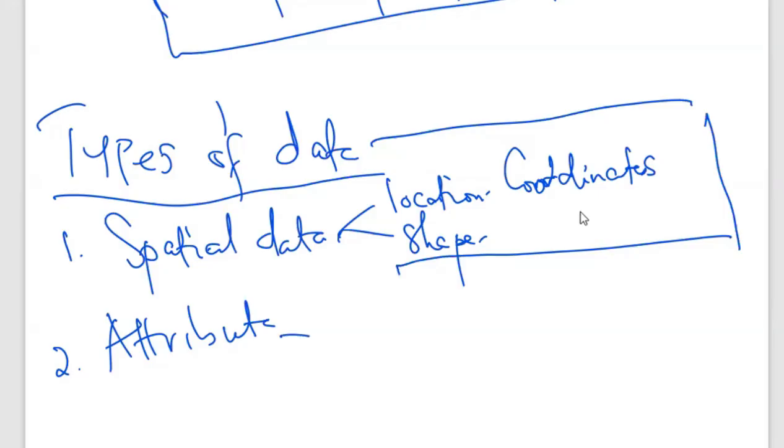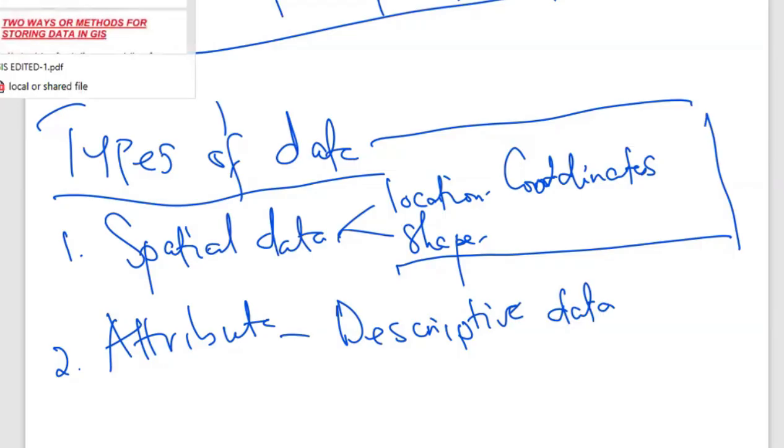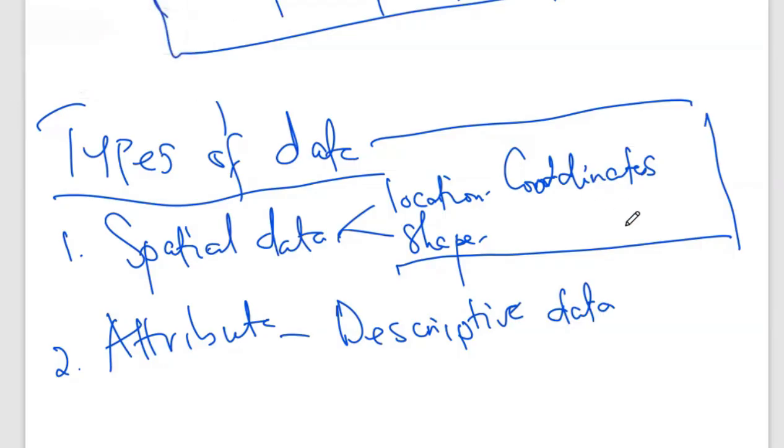Then we move on to attribute. Attribute, to make it simple, you can say it's descriptive data. Descriptive in what sense? It gives us the features or the characteristics of the feature. It tries to elaborate on the feature. It gives us the features of that particular geographical space or that particular geographical thing that we're discussing.